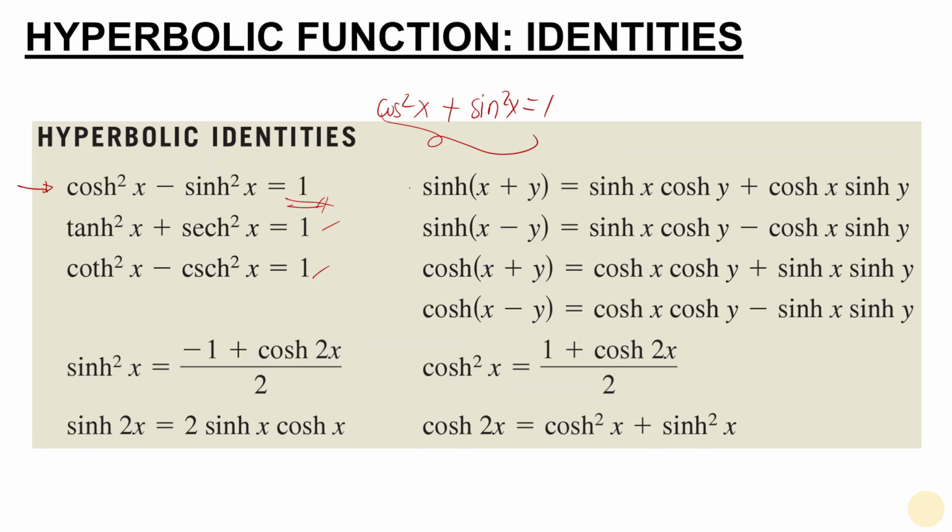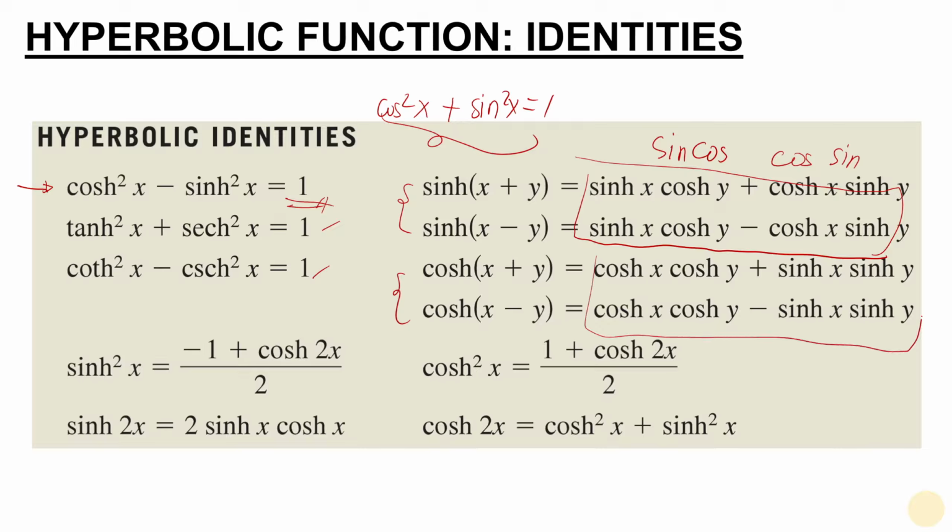And we have also here the addition or subtraction. The hyperbolic sine still follows sin cos cosine sin, and our hyperbolic cosine still follows cos cos sin sin. However, for the trigonometric functions, if we have a positive here, that means that we should have a negative there. And if we have a negative here, we should have a positive here, right? That is for our trigonometric functions. But for the hyperbolic functions, that is not the case. We just follow the sign as is.